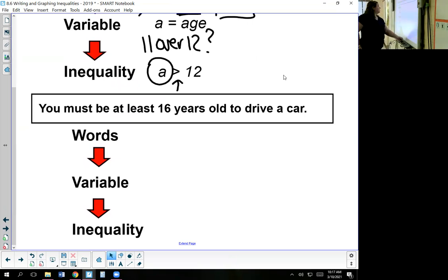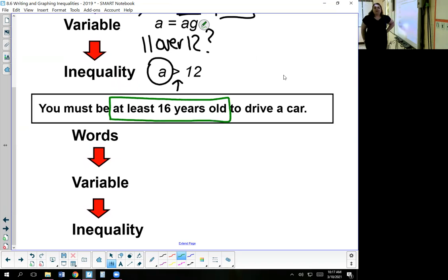You must be, very important, at least 16 years old to drive a car. Okay, at least is the key word. If your parents say you have to have at least an A or a B for me to be happy with your grades, at least. Can you have a C? No. You have to have at least a B, which means a B or higher. You're safe at a B, you're safe at an A, but you're not safe at a C. So I always say to the kids, think about at least, think about your grades. Think about that, okay? So in words, what does that mean?